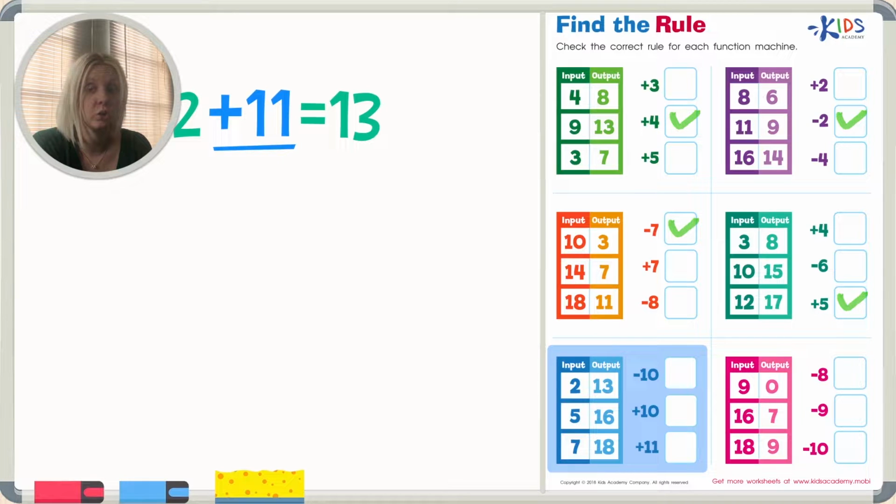11, I'm actually going to add on 2. So 11, 12, 13. Is that correct? Yeah, that's right, isn't it? So it's probably going to be correct with the rest of them. I want to double check at least just one more to make sure.